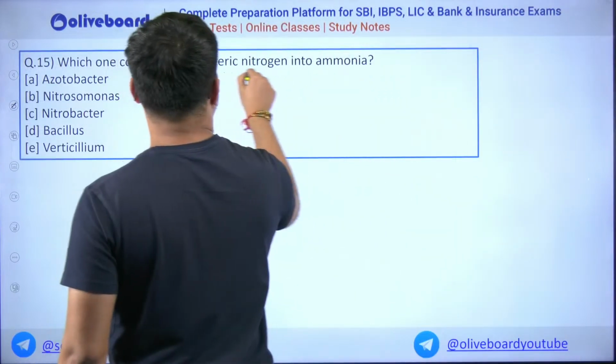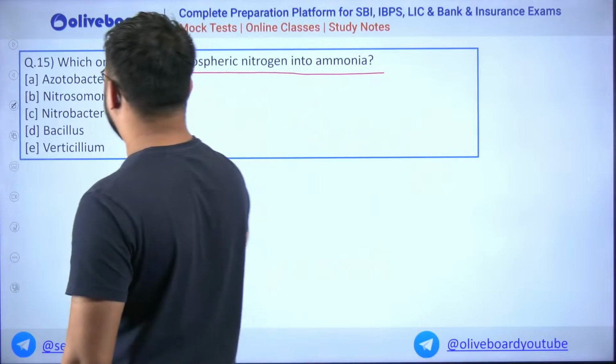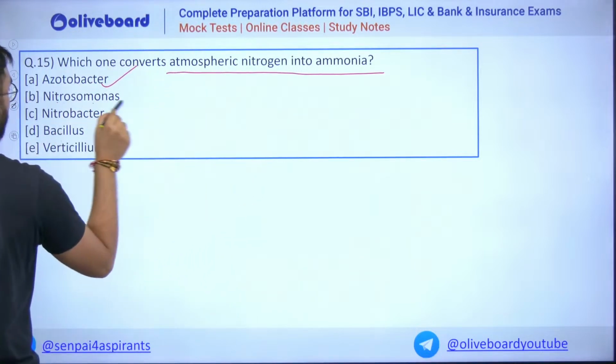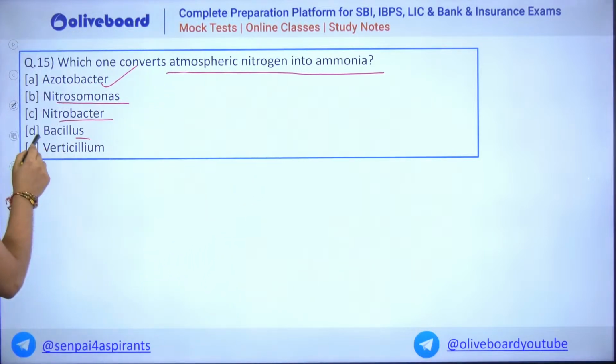Which one converts atmospheric nitrogen into ammonia? Azotobacter, Nitrosomonas, Nitrobacter, Bacillus and Verticillium.